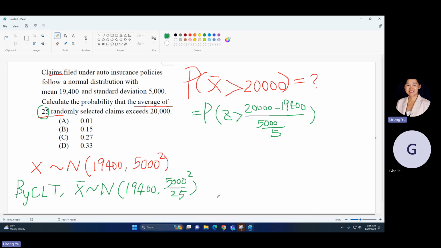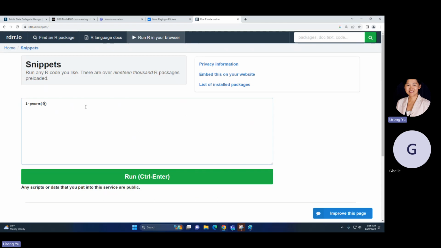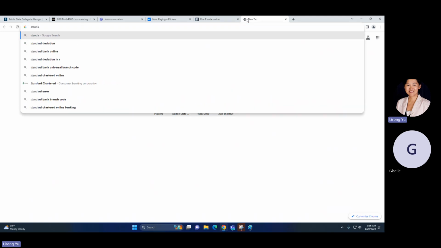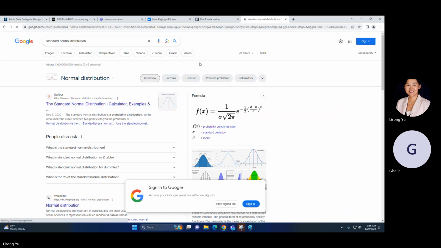You got 0.6. 0.6 for Z. Okay. So this is the probability that Z is bigger than 0.6. And so that is 0.6 here. And then we can run our code, or you can use a standard normal distribution chart. That's what I have. A regular normal distribution table will give you the same answer, the standard normal distribution. Add one.